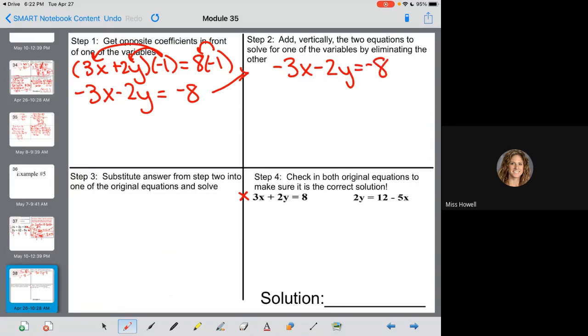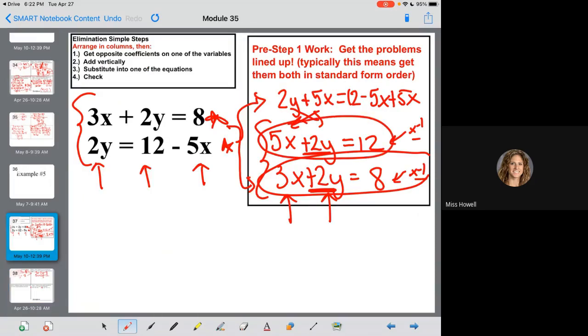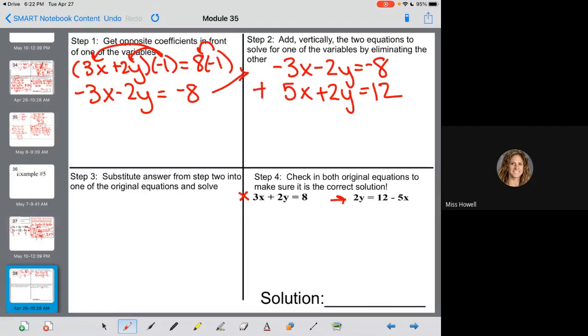And then we still need that bottom one that we rearranged. Remember, we reordered this one to being 5x plus 2y equals 12, right? That was our rearranged version we did right here. That's the one we're going to stack up there. We're going to add those up. Negative 3x plus 5x would give us a 2x. Negative 2y plus 2y will eliminate. That's our goal: eliminate either the x or the y. And then back here, our negative 8 plus 12 would just give us a value of 4.